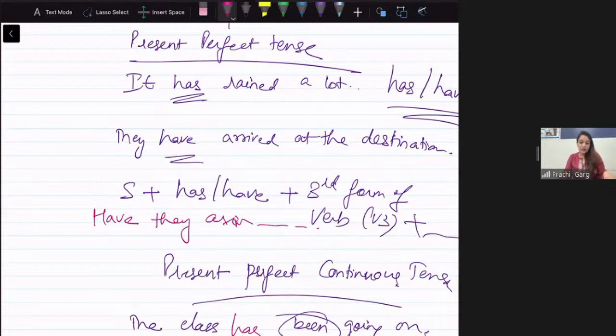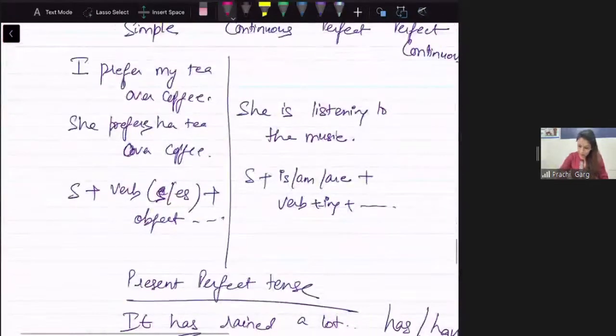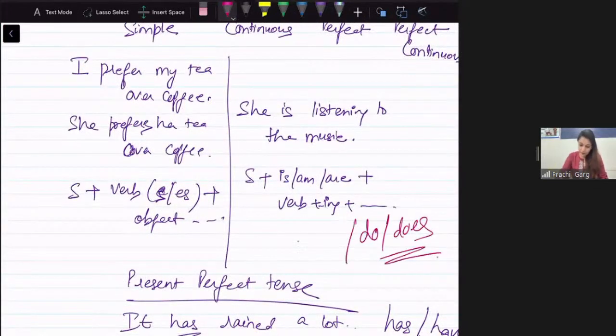Now, if I say, it has rained a lot, then: Has it rained a lot? Right? So the has and have will just come in front, and that is how you ask a question. In case of simple present, we form questions by using do or does or is. Clear? Any problem so far?